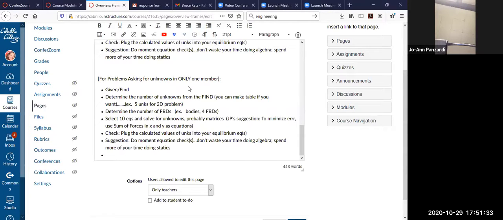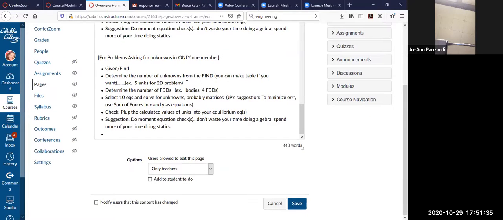Okay, so we were editing the process. We were looking at examples where they're only asking us for the unknowns in one of the members. So we still do given and find, and determine the number of unknowns from the find. You could make a table if you want. Example is 5. Determine the number of free body diagrams.